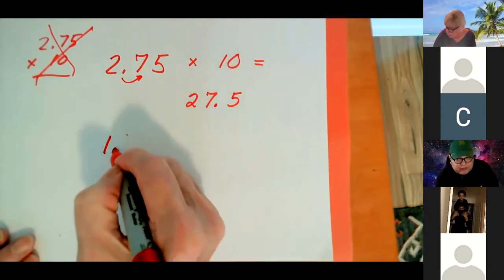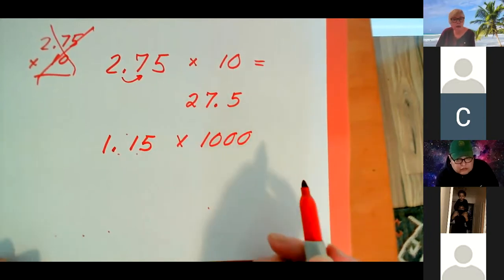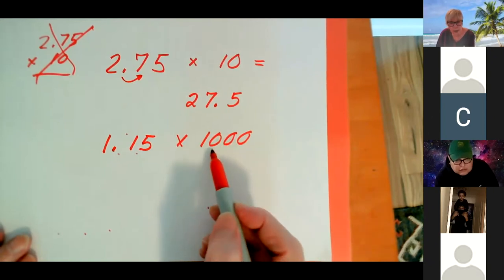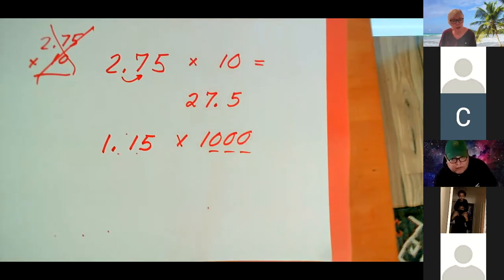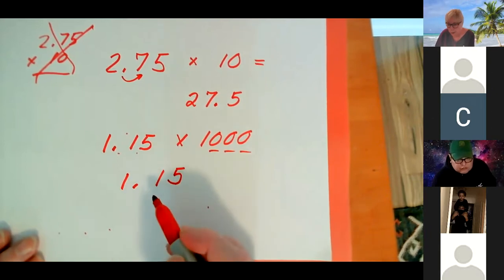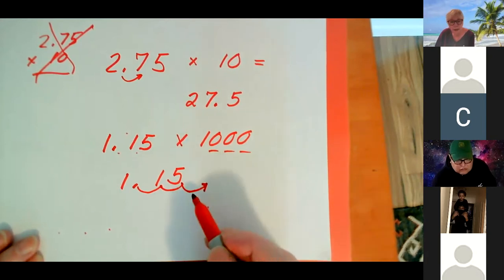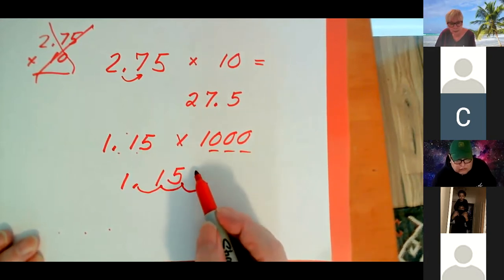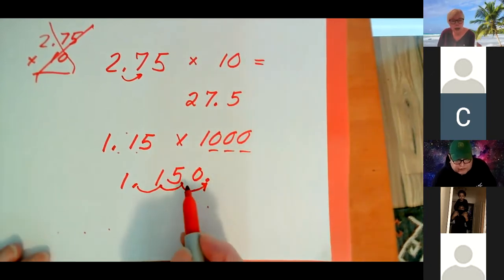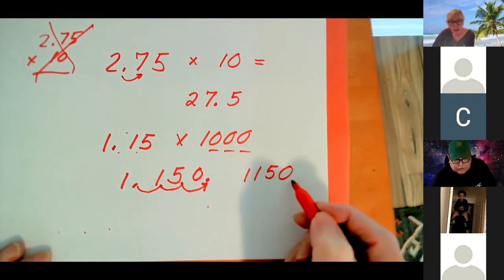Let me try another one. If you multiply a decimal number by 1,000, it's a shift of 3 decimal places. So I'm going to write this number down and I'm going to shift it 3 places. 1, 2, 3. Well, wait a minute, I didn't have a number here. I have to put a number in because that's where the decimal belongs. And I had to put in a 0. So this is 1150. The decimal is here.